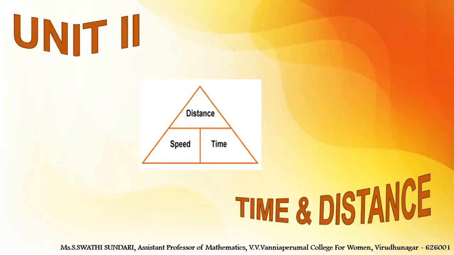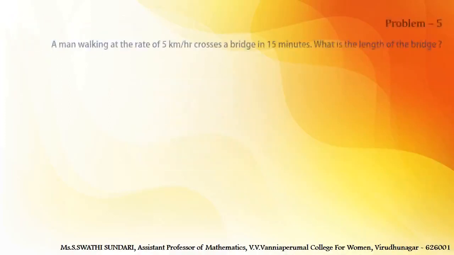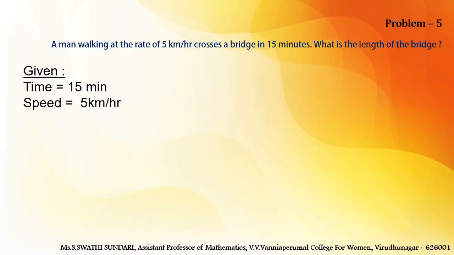Let's solve the problems. The first one is: a man walking at the rate of 5 km per hour crosses a bridge in 15 minutes. Then what is the length of the bridge? Here the given are time and speed, and we have to find the length of the bridge, that is nothing but the distance of the bridge that the man covered.